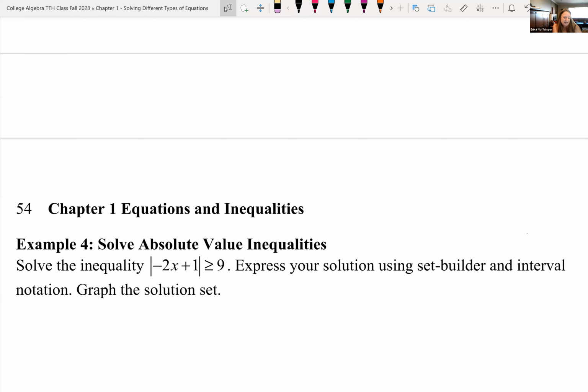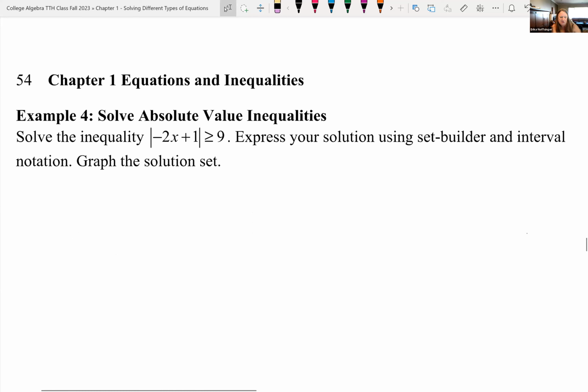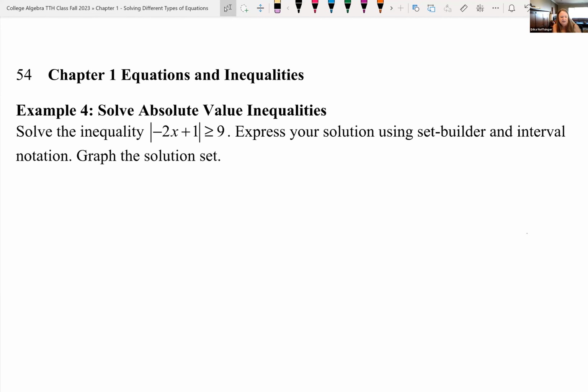Looking at the next example that deals with an absolute value with a greater sign in there. Solve the inequality: the absolute value of -2x + 1 is greater than or equal to 9. We want to express our solution using set builder notation and interval notation, and we want to graph our solution set.